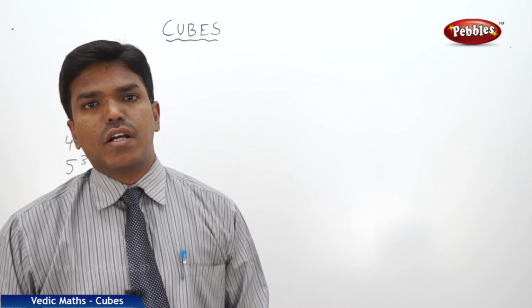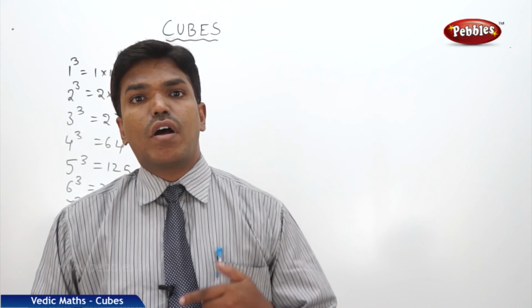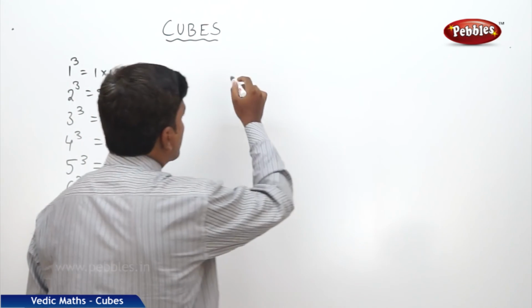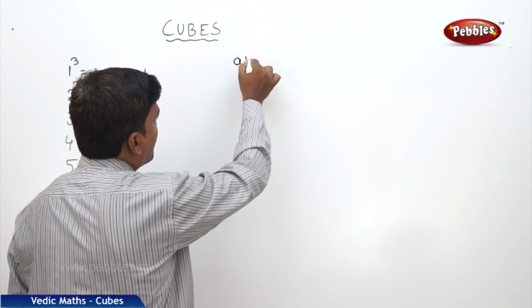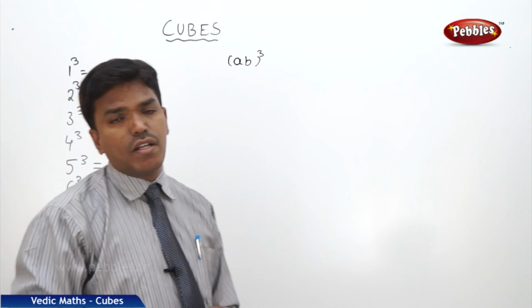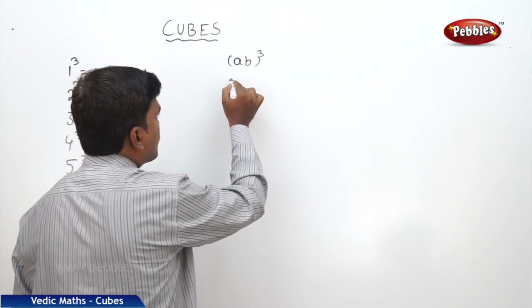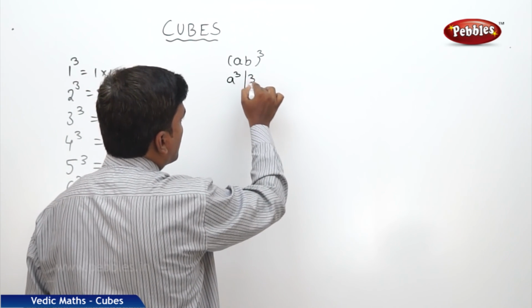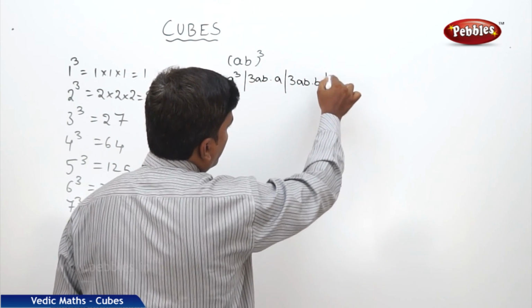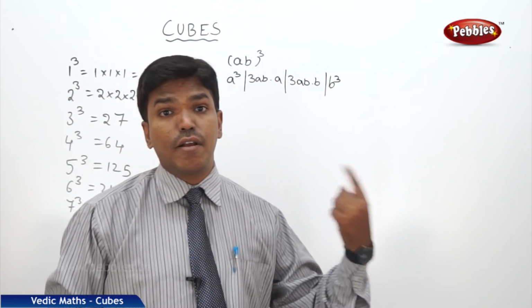Here in Vedic maths we have one formula, or one shortcut, to find the cube of any double digit number. Suppose AB is a double digit number, then what is the value of AB cube? It will be A cube, 3AB into A, 3AB into B, B cube.